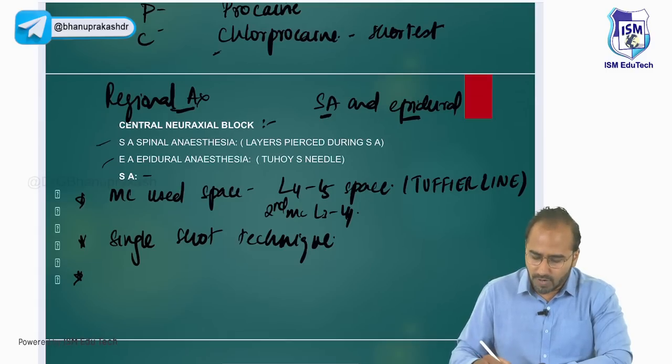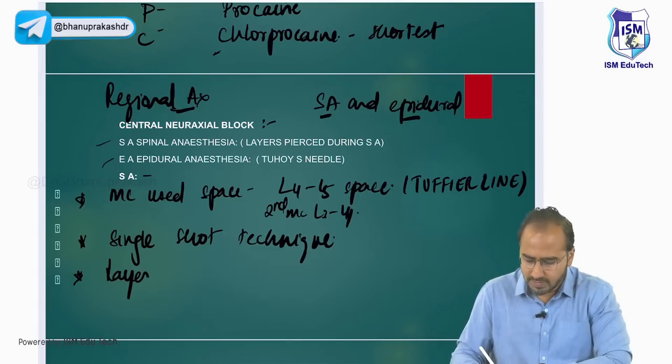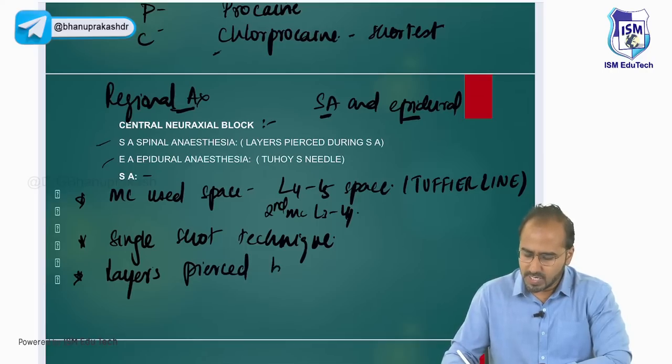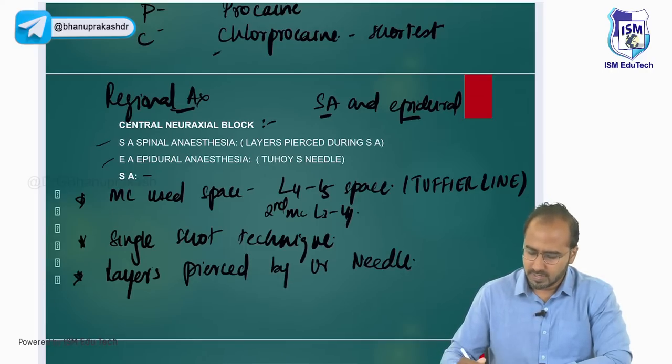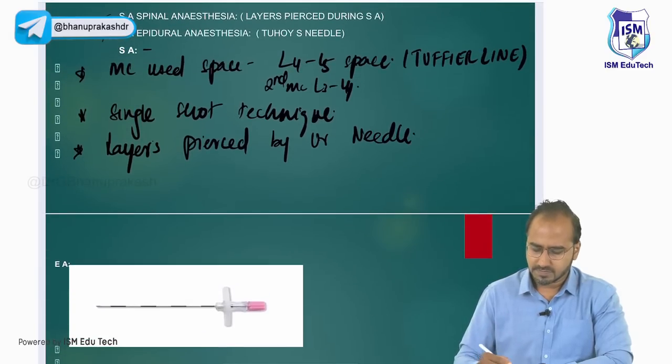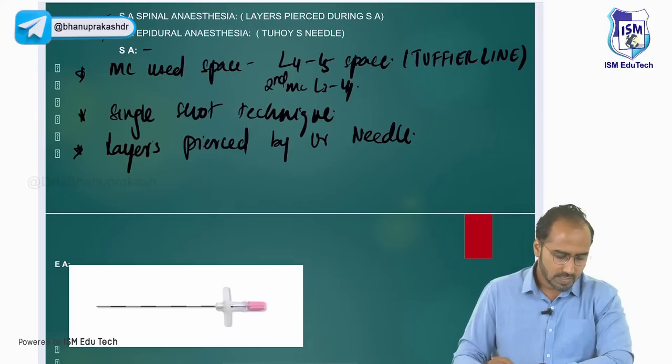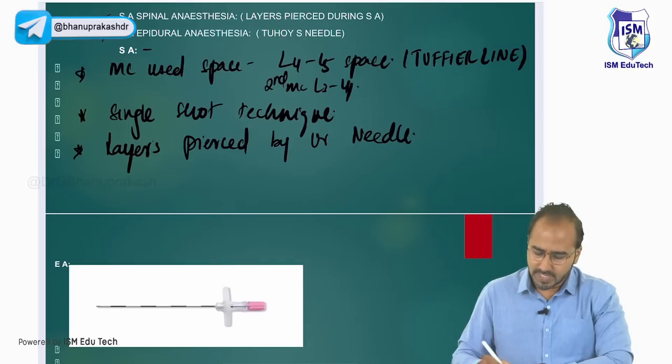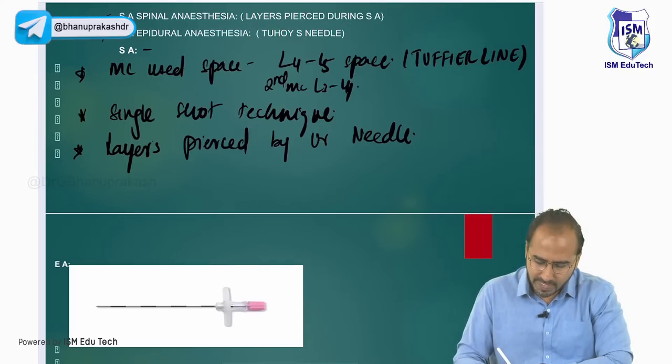Apart from that, what else you need to remember is, in spinal anesthesia, when you are introducing the needle, what are the layers pierced by your needle? Very, very important. Layers pierced by your needle in spinal. Come on, guys. The first layer to be pierced in spinal is what?